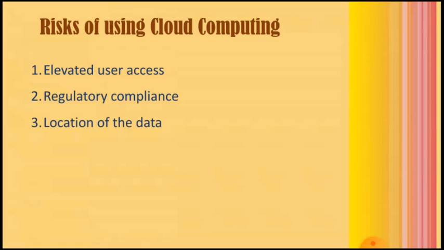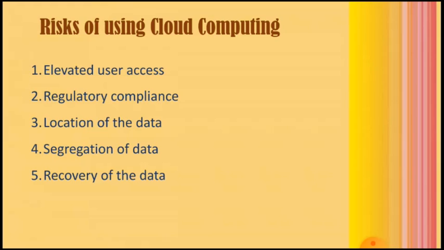Third one, location of the data. The organizations that are obtaining cloud computing services may not be aware of where the data is hosted and may not even know in which country it is hosted. Fourth one, segregation of data. As the data will be stored in a shared environment, the encryption mechanism should be strong enough to separate the data from other organizations whose data are also stored on the same server.